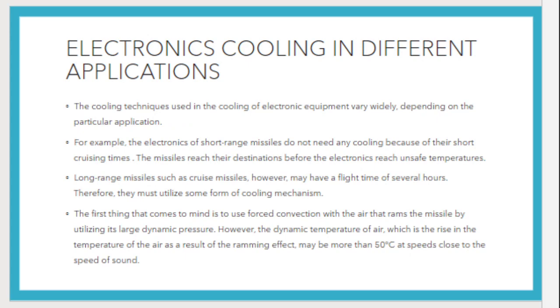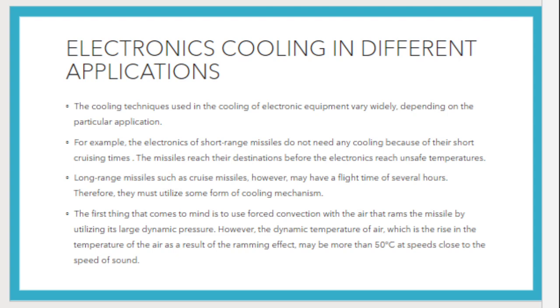Electronics cooling in different applications. The cooling techniques used in the cooling of electronic equipment may vary widely depending on the particular application. For example, the electronics of short-range missiles do not need any cooling because of their short cruising times. The missiles reach their destinations before the electronics reach unsafe temperatures.